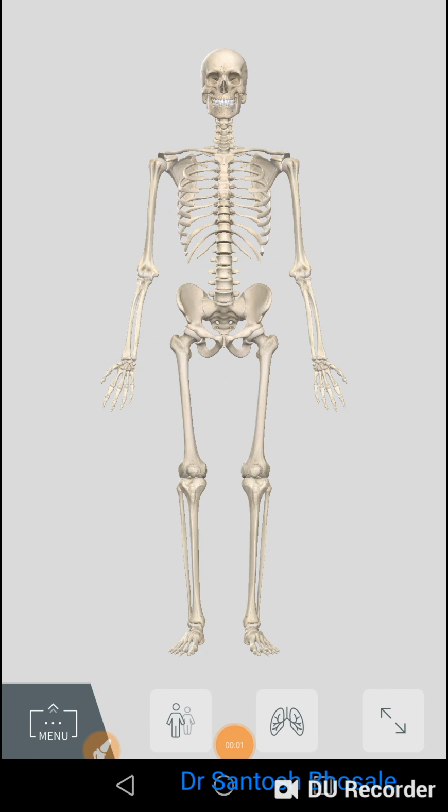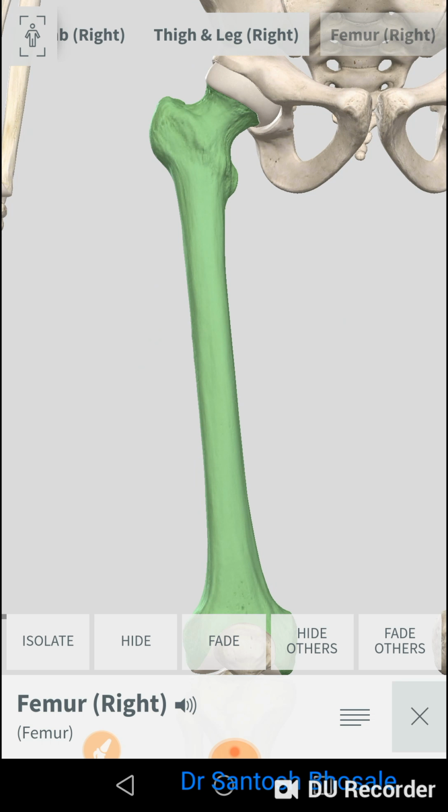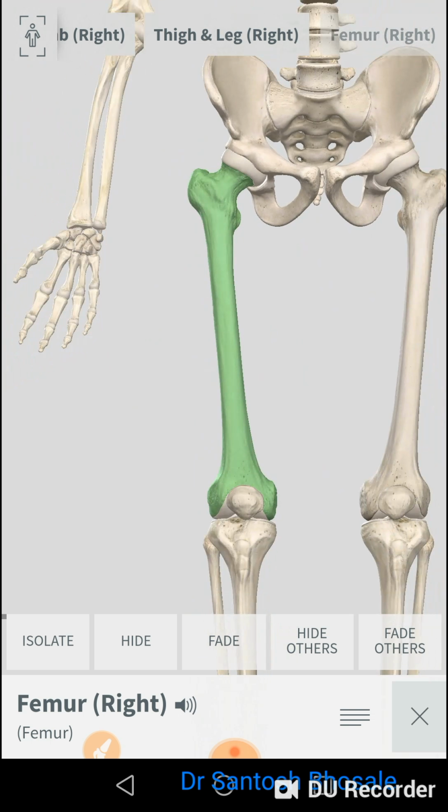Hello friends, today we will discuss the femur bone. As you can see here, the femur is the strongest, longest and heaviest bone of the body, and it is the bone of the thigh. The literal meaning of femur is thigh itself.